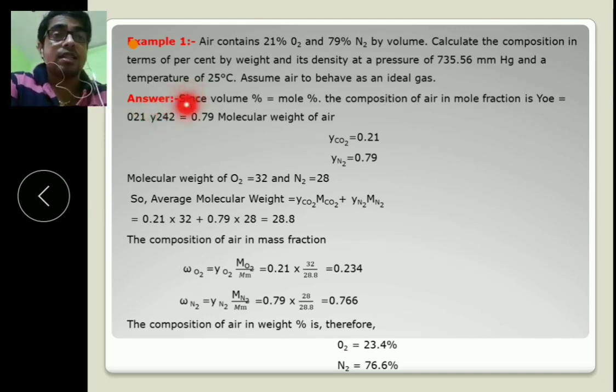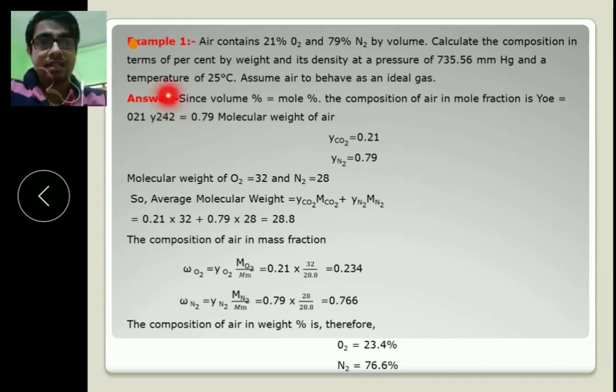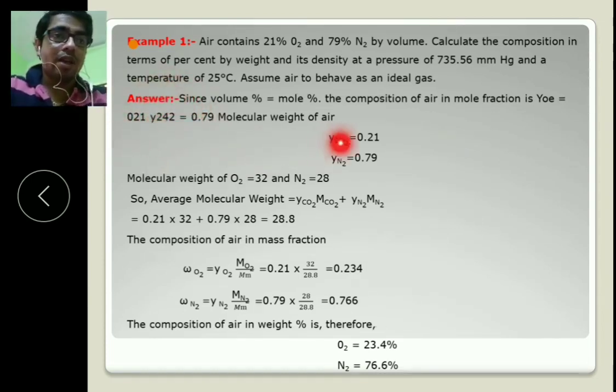Answer: since we know the volume percentage is equal to mole percent, and the question was in volume percent, so in mole percent. So y oxygen, mole fraction of oxygen, is 0.21, and y nitrogen is 0.79. Note that, there is some mistake in the writing: y oxygen is 0.21, y nitrogen 0.79.